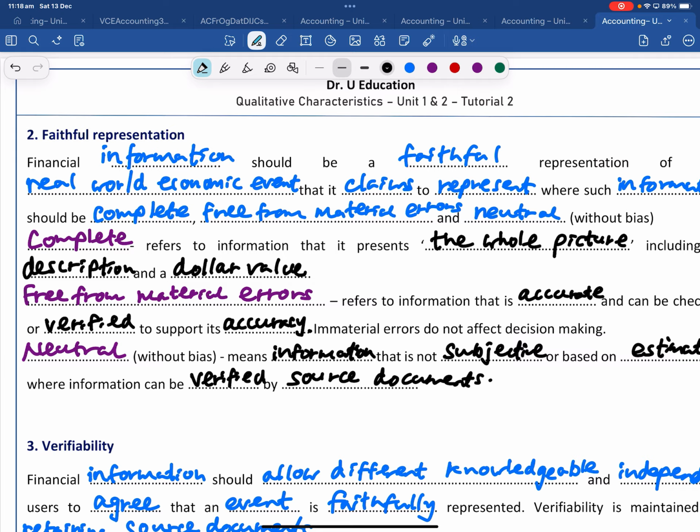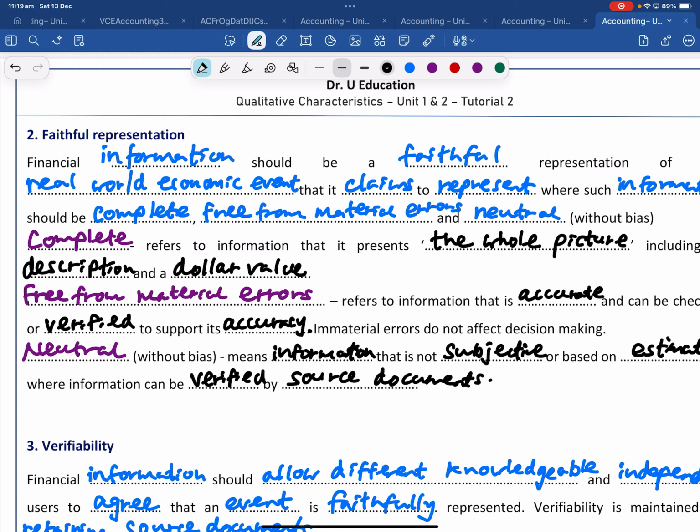Another thing is, free from material errors refers to information that is accurate. 2000 should be recorded as 2000 and can be checked or verified to support its accuracy, right? So if somebody wants to check, let's say the accountant has recorded 2000, and the owner wants to make sure that it is 2000, then how is the owner going to verify it? From a source document. So there can be the invoice, right, or the receipt from the place where they purchased it, and then the owner can verify. Right. Next one, neutral.